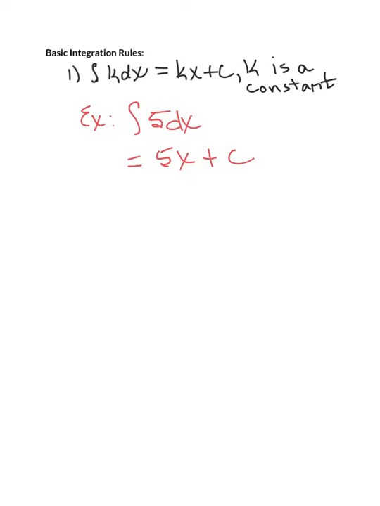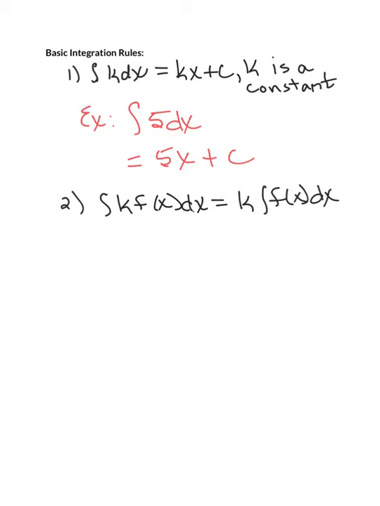On our second rule, if you have the integral of k, a constant, times a function, dx, you can pull the constant, the coefficient, out front and just keep it. So if we had something like the integral of 5 times x to the 7th dx, we can pull that 5 out to the front and do the integral of x to the 7th dx.